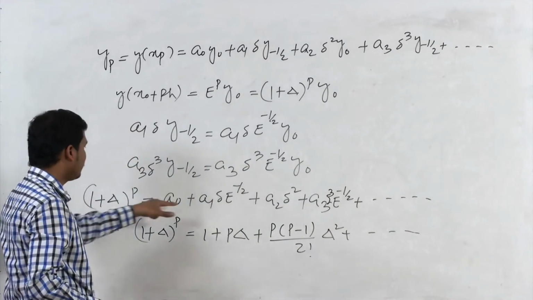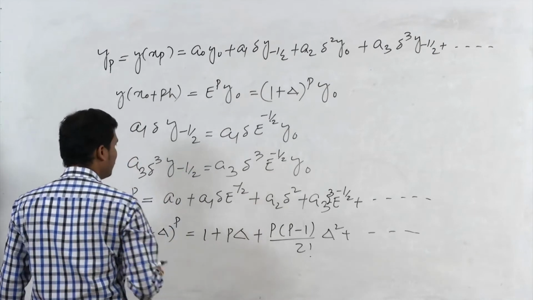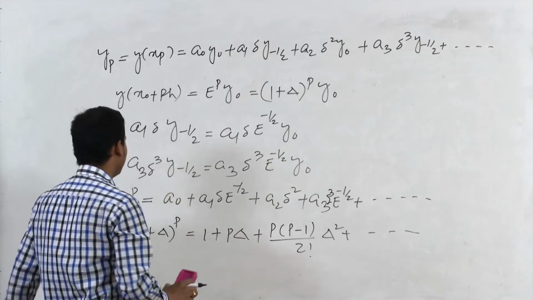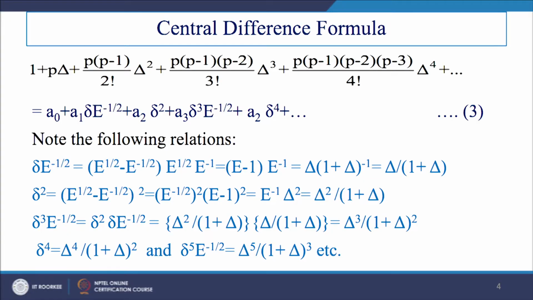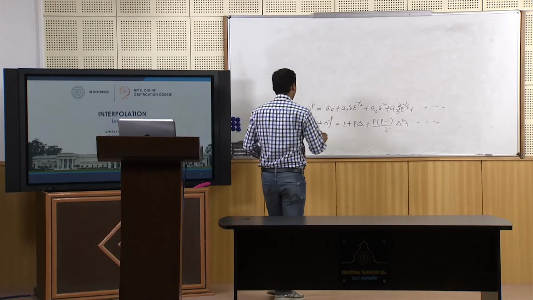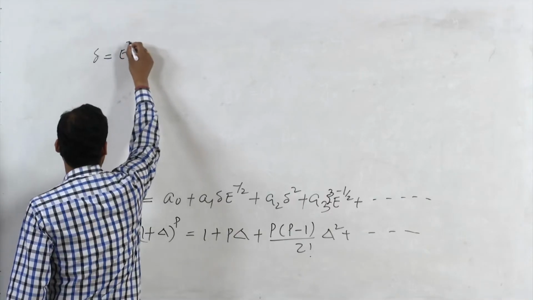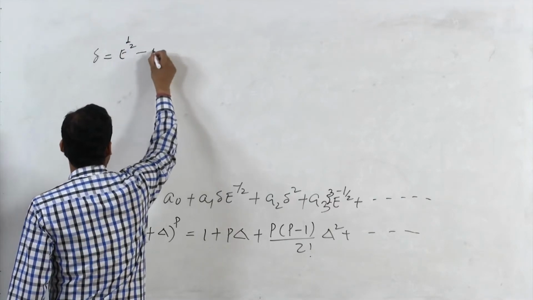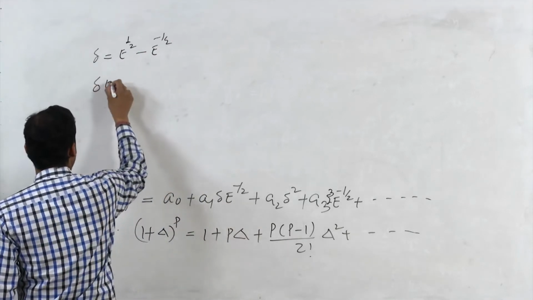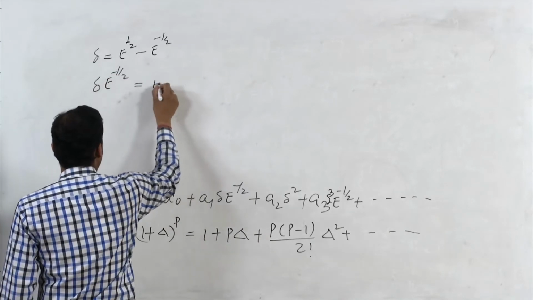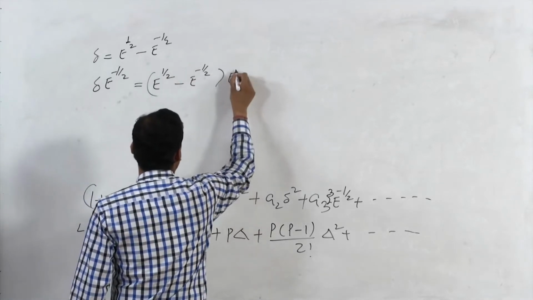And on the right hand side, to express delta e to the power minus half in terms of delta, we use the fact that the central difference operator delta can be expressed as e to the power half minus e to the power minus half. If we want to write the term delta e to the power minus half, we can write e to the power half minus e to the power minus half, into e to the power minus half.